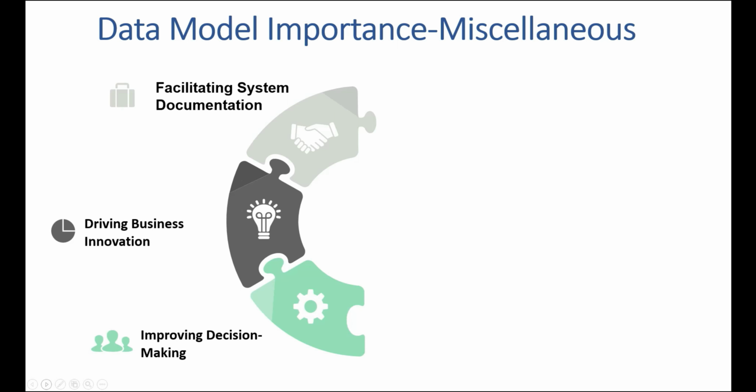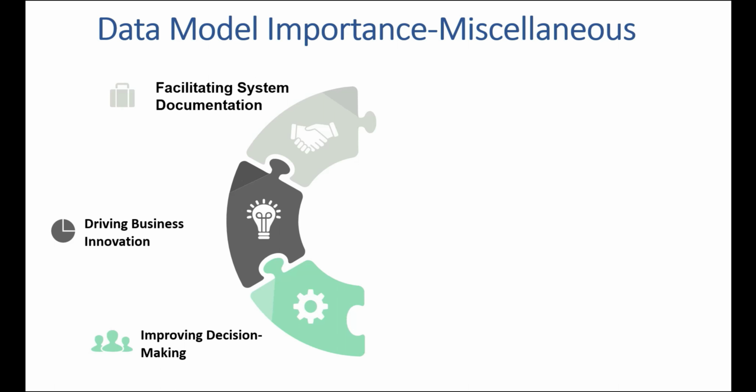And next is improving decision making. A well-designed data model again provides insight into the relationship between different data elements and entities within the organization. So this enables better decision making by providing access to accurate and relevant data for analysis and reporting purposes.